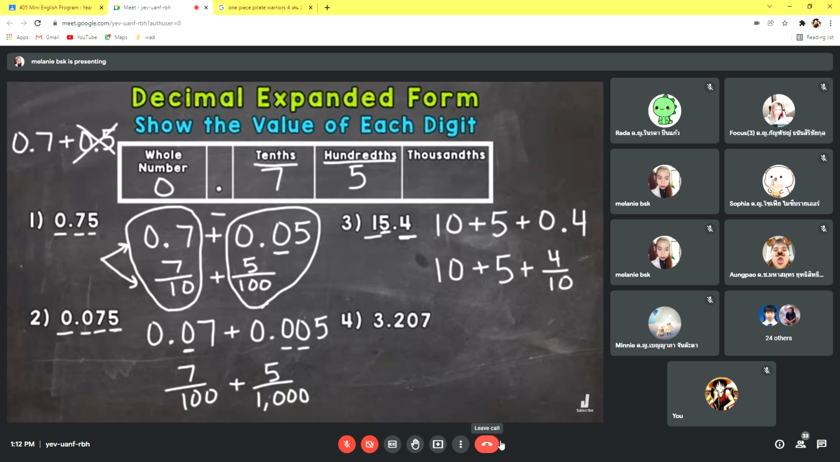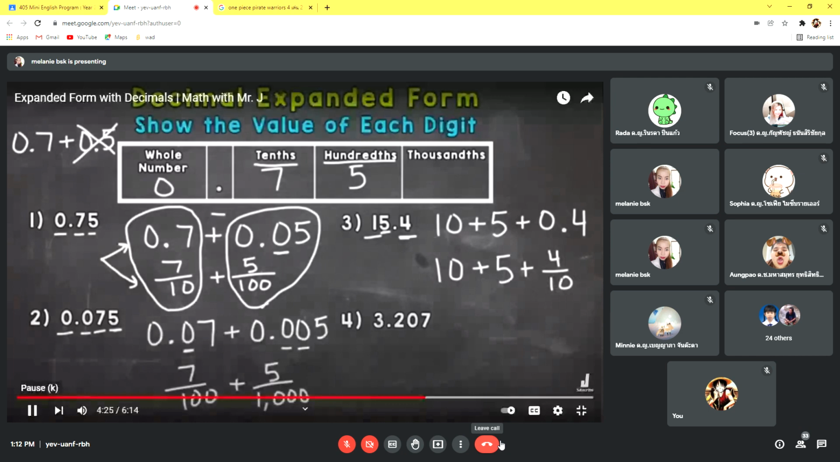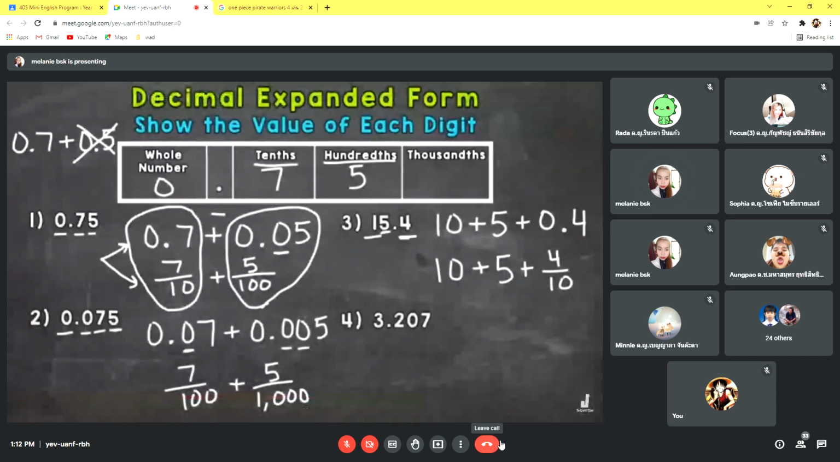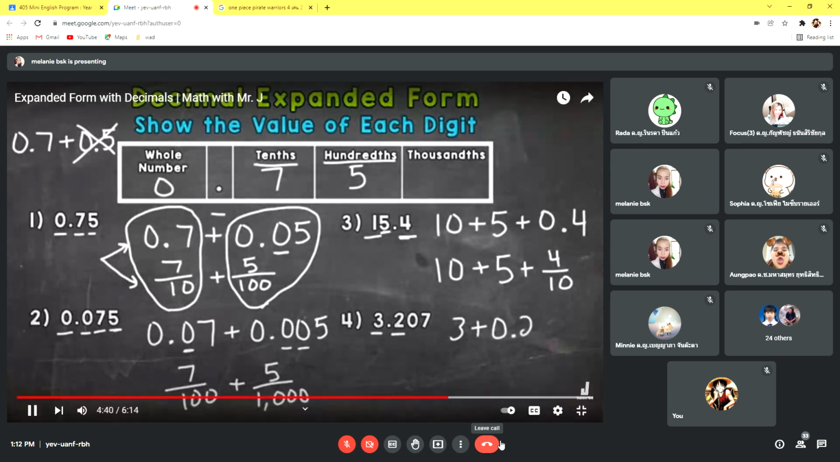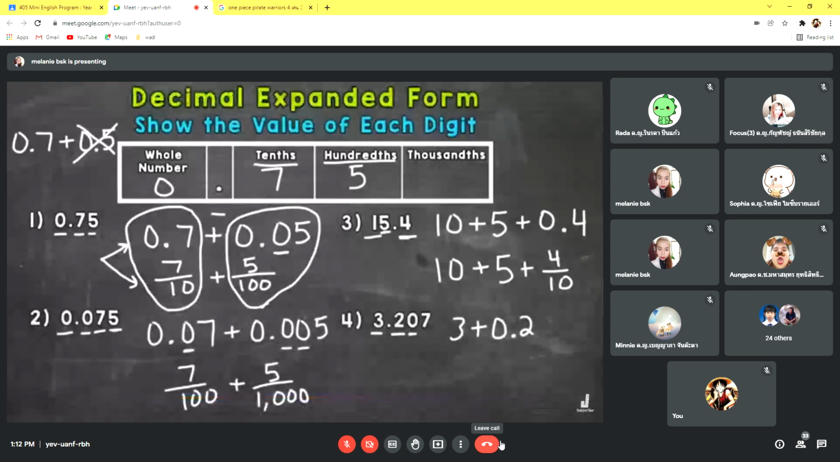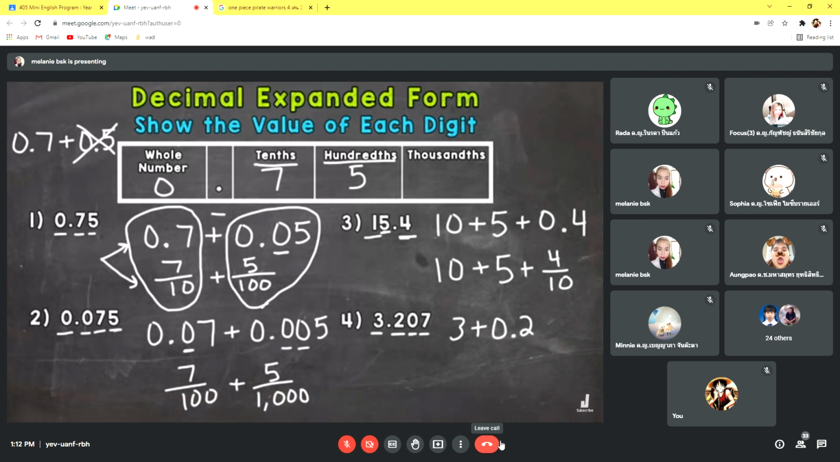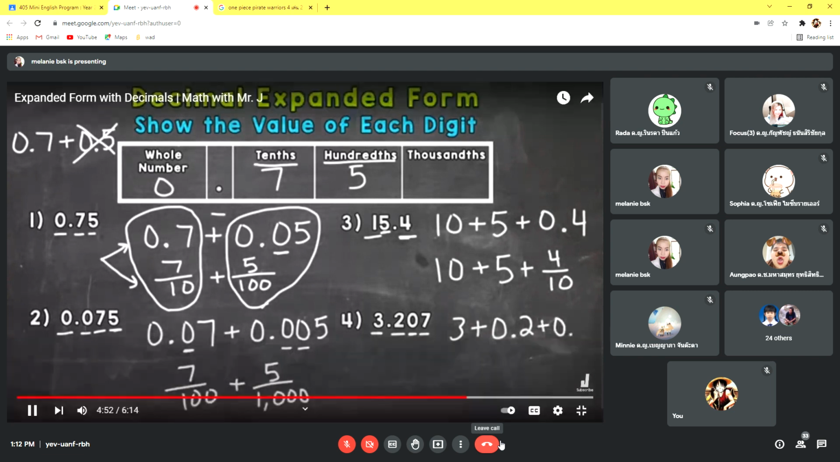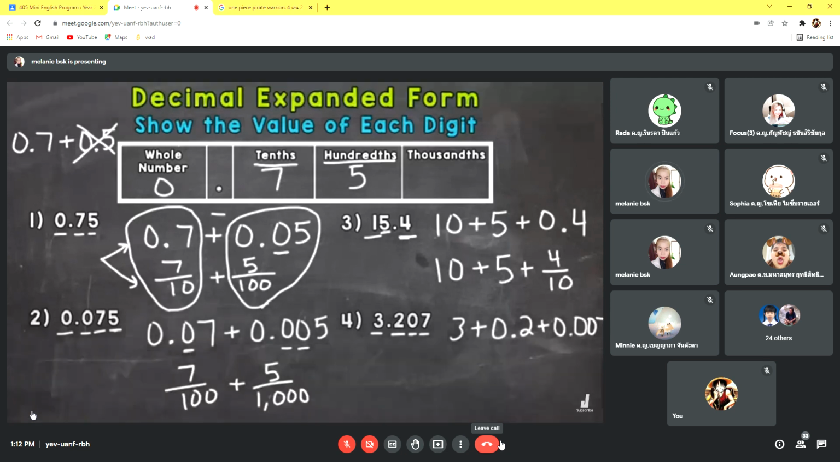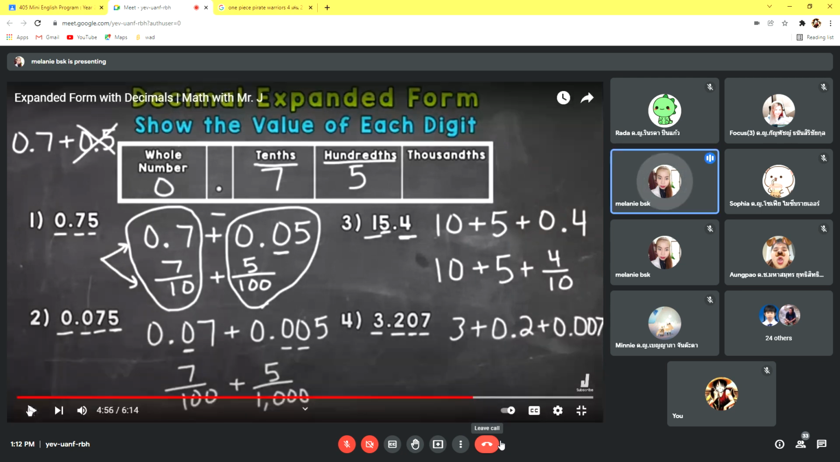On to number 4, we have 3 and 207 thousandths. We start with the 3 here, which has a value of 3 because it's in the ones place. So 3 plus the value of this 2, which is 2 tenths. Now the hundredths place, we have a 0, so we do not need to include that in our expanded form. This 7 is in the thousandths. So plus, and we need 2 zeros, I'll squeeze it in here, 7 thousandths.